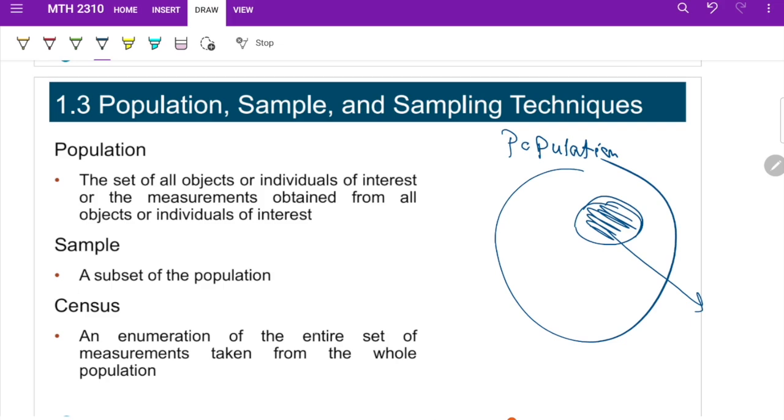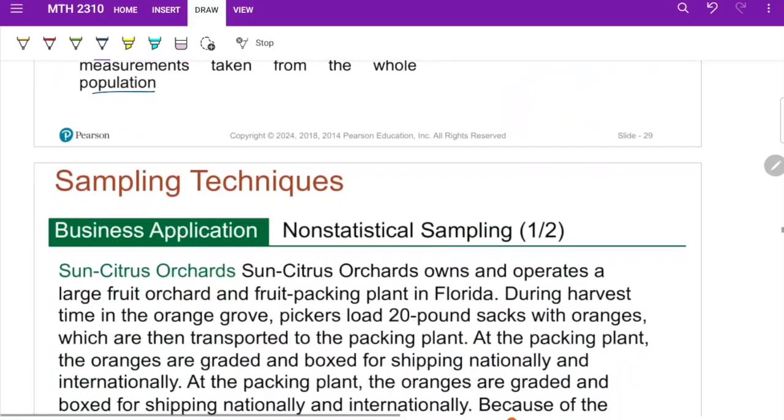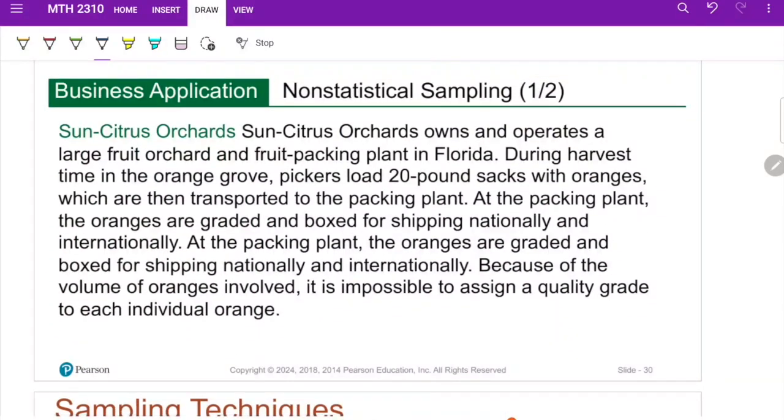Census is an enumeration of the entire set of measurements taken from the whole population, right? Just a count, you just count them. Sampling techniques, we have two types of sampling techniques. We have the non-statistical sampling techniques, we call them non-probability sampling techniques, or statistical sampling techniques. Non-statistical sampling techniques is more common.